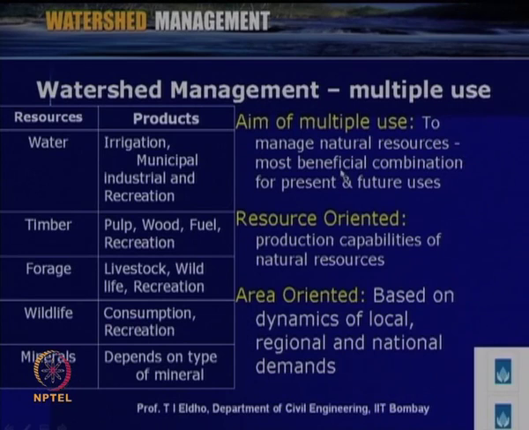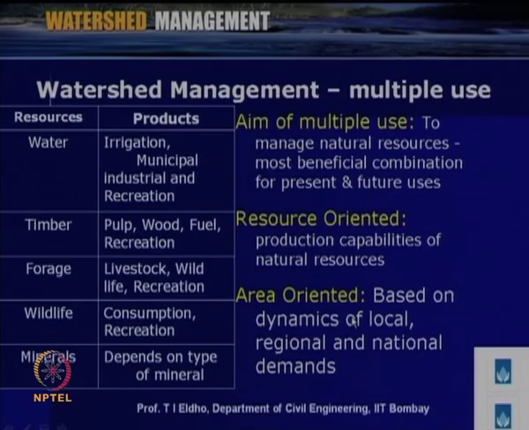So, the available resources for the present use and for the future use we put for the most beneficial combination. So, then the watershed management can be resources oriented. So, there we look for the production capabilities of various natural resources. So, it can be either land or water or other resources. Then as far as multiple use is concerned, it can also be area oriented. So, this depends upon the dynamics of local, regional and national demands.